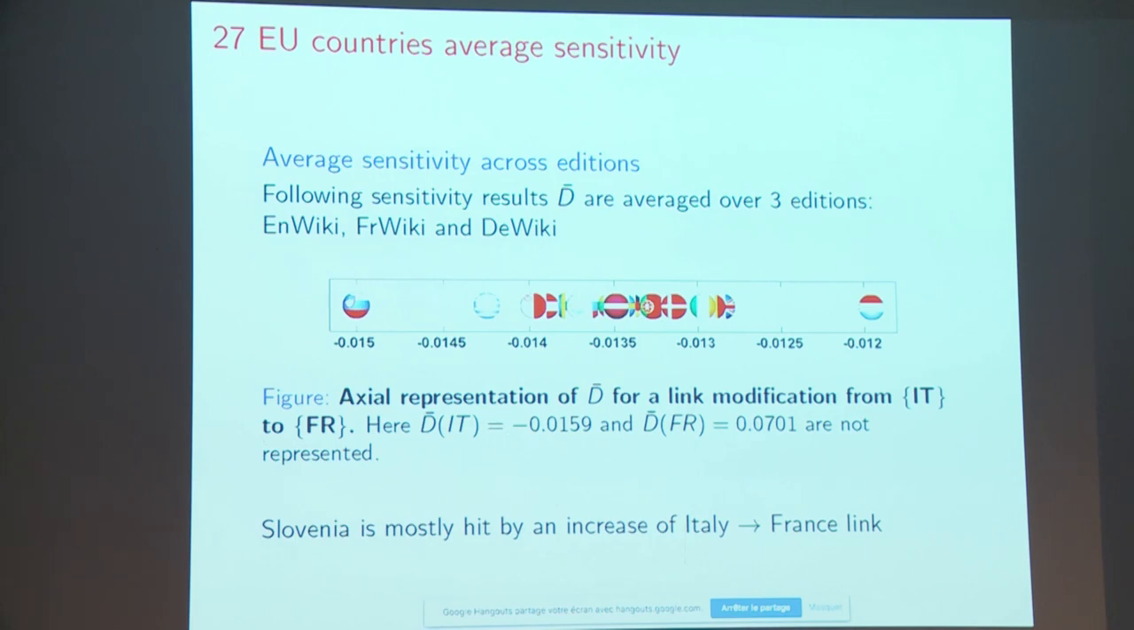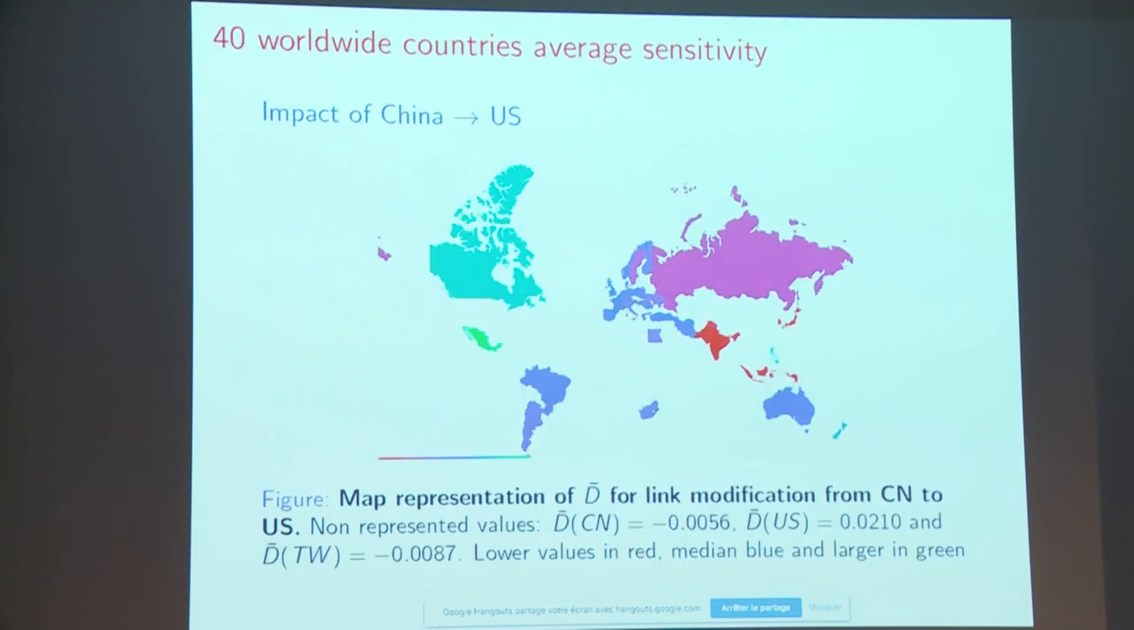The second country which seems to suffer the most is Greece, which has as well a cooperation with Italy in terms of economic or history or geography. Okay. Now we have looked as well at the set of 40 worldwide countries, and we have looked at the impact of an increase of relationship between China and the United States.